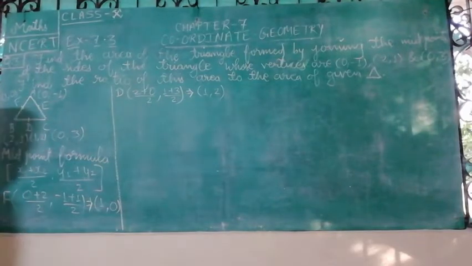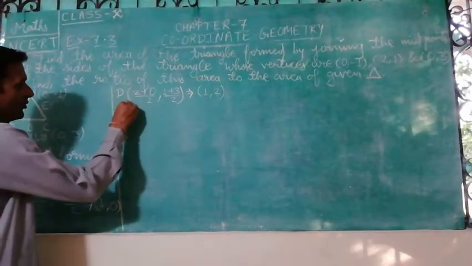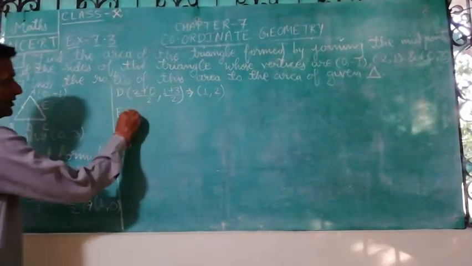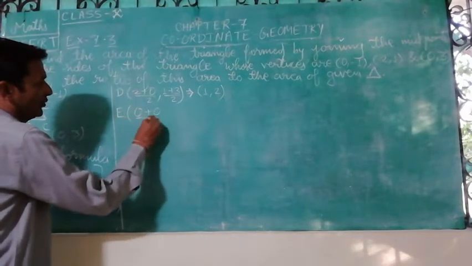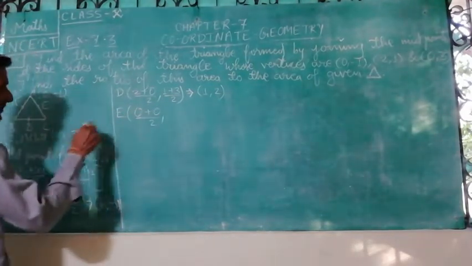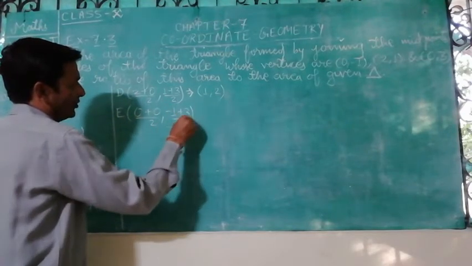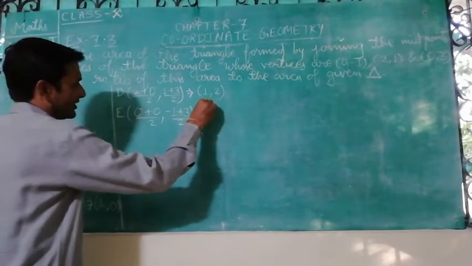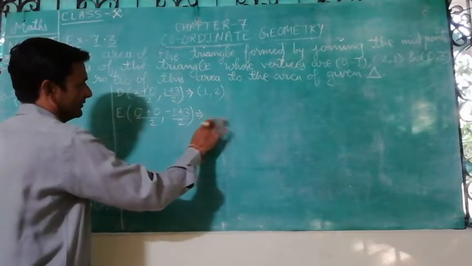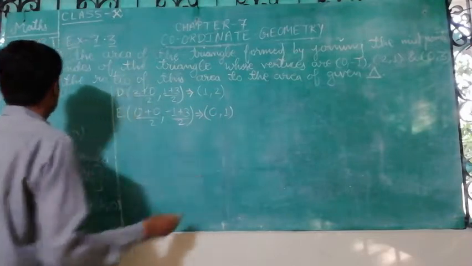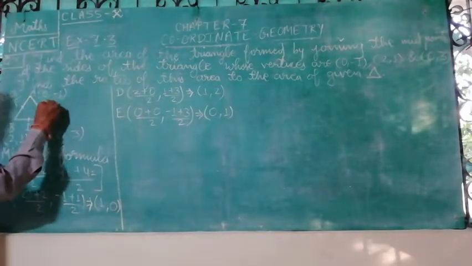Now we have to find the coordinates of E by the same formula. It is the midpoint of AC. So we can add (0 + 0)/2, comma, (-1 + 3)/2. So it will give the coordinates of E, that is (0, 1). So we can write here (0, 1).